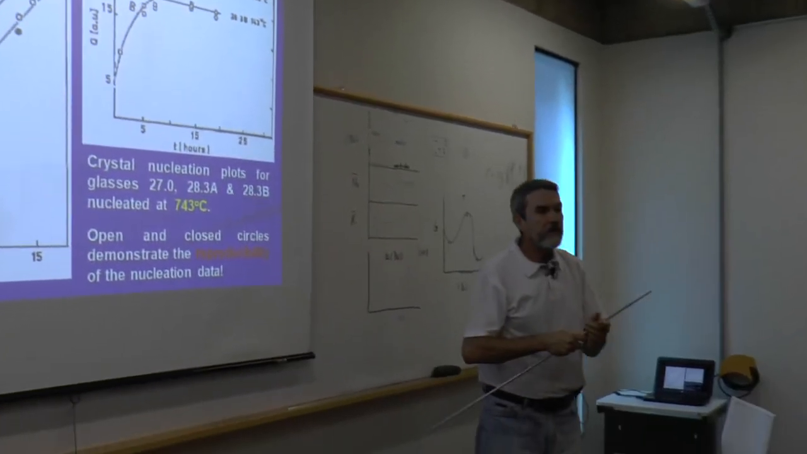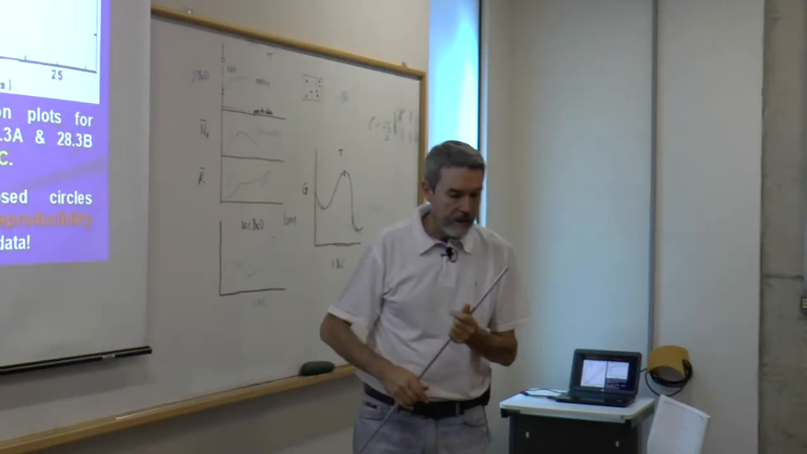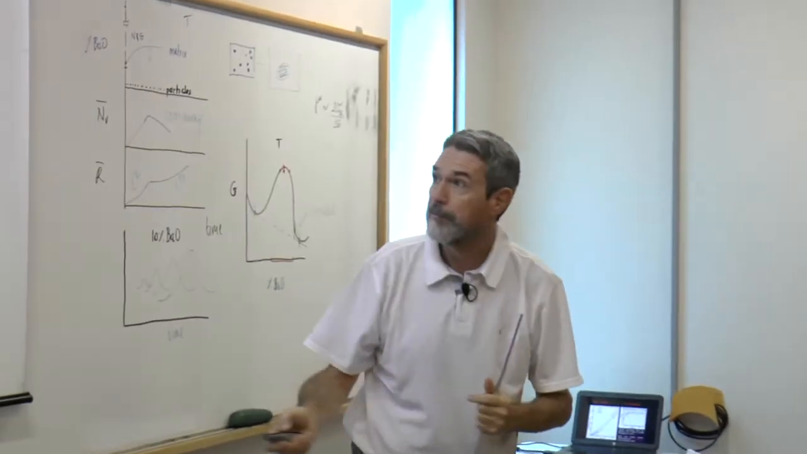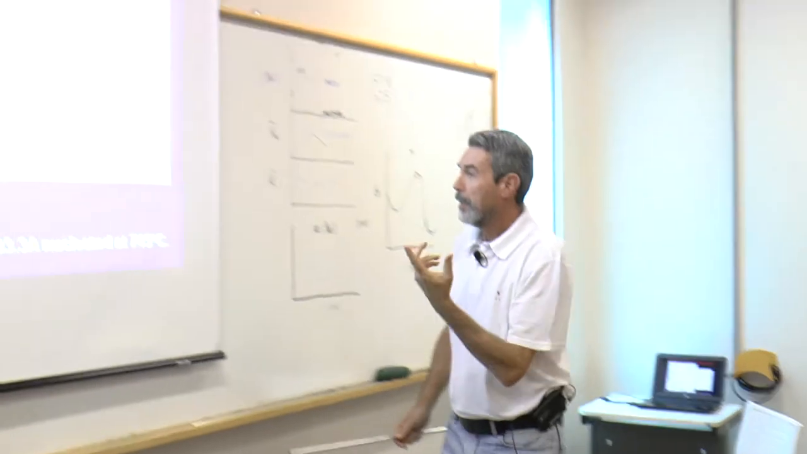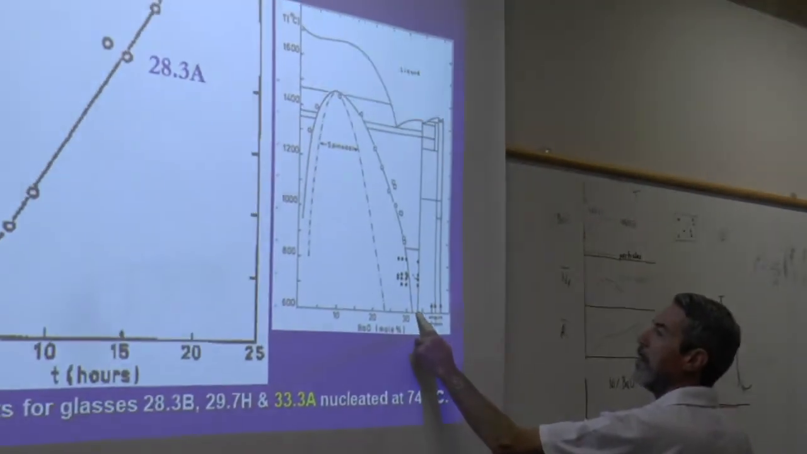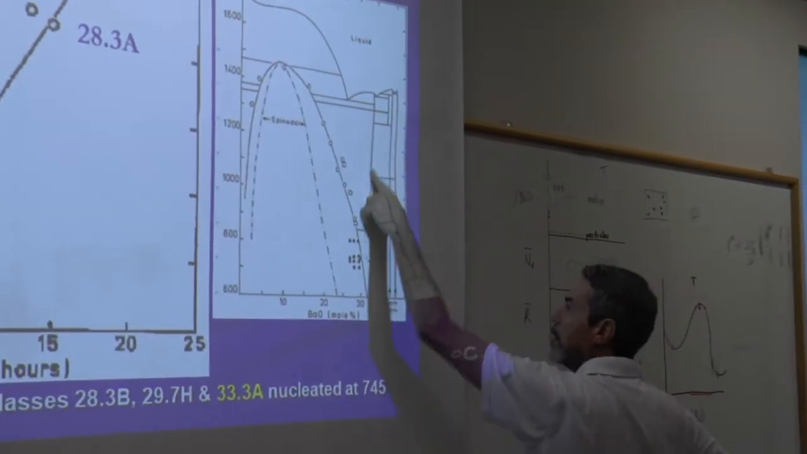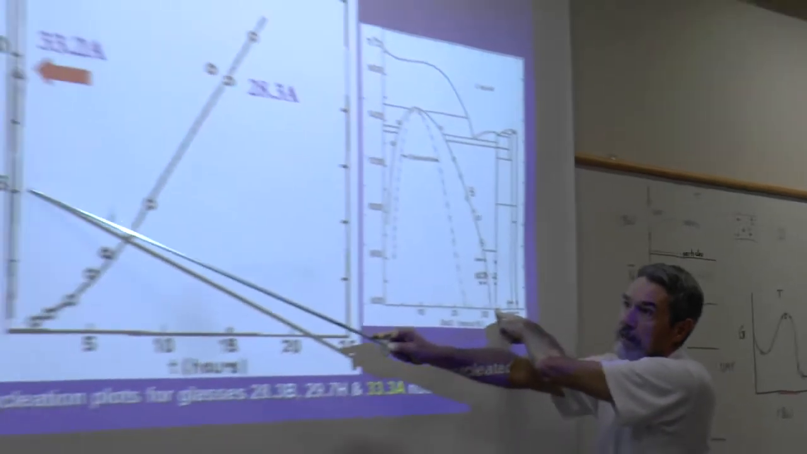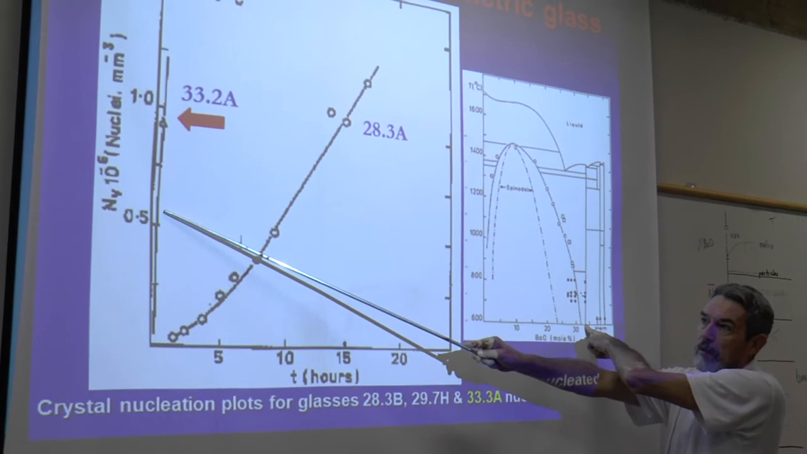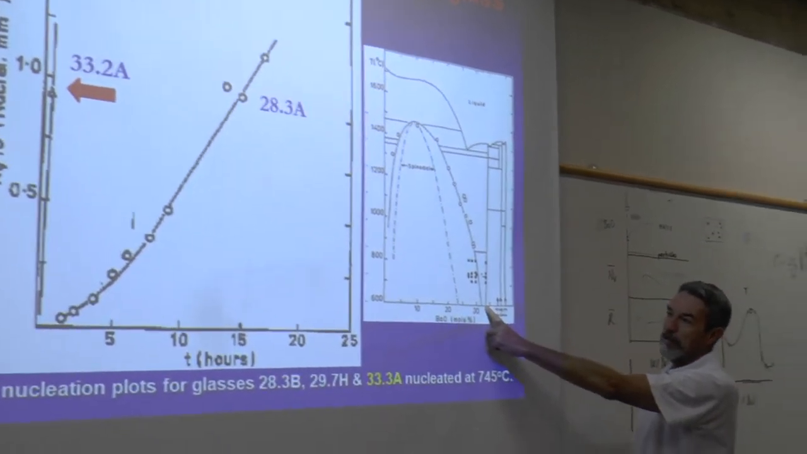The composition of the matrix phase, if I go back here, the composition of this is the glass with the highest nucleation rate, the stoichiometric glass, which has 33% of barium.